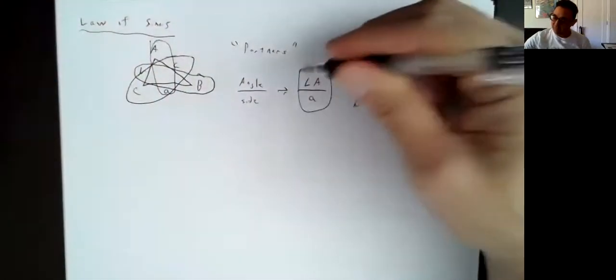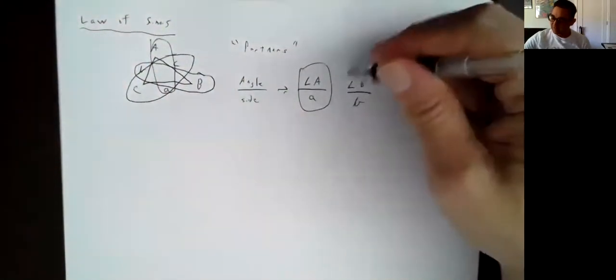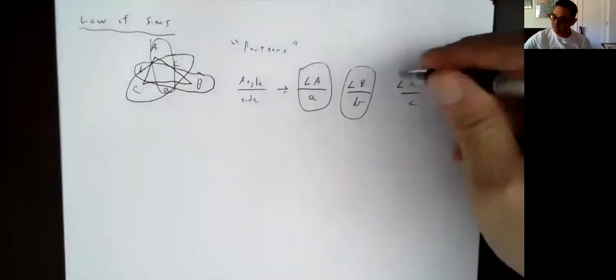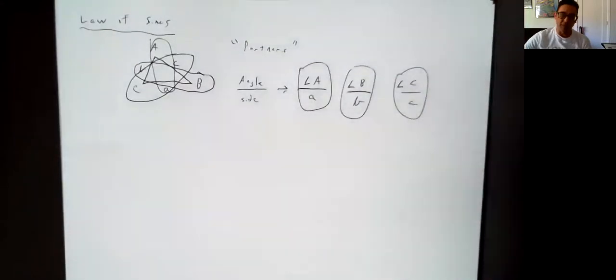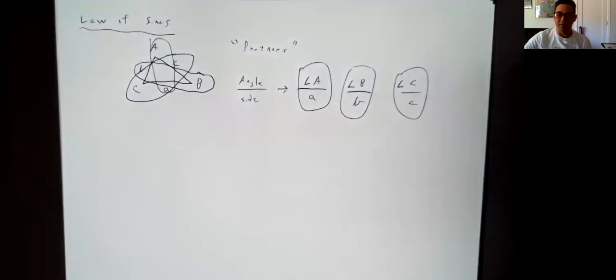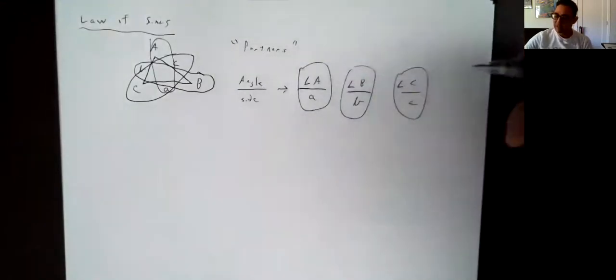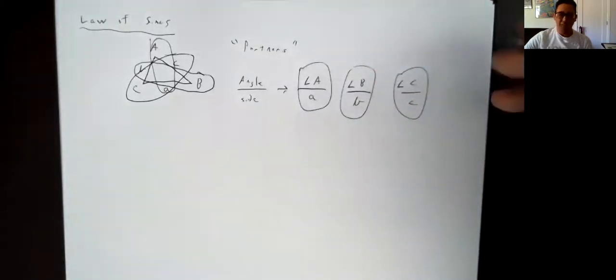So I would call this a partner. It's angle and side. This is a partner. It's angle and side. There are three partners, or pairs. You can call them pairs. I tend to call them partners because they work hand in hand, just like partners work hand in hand.